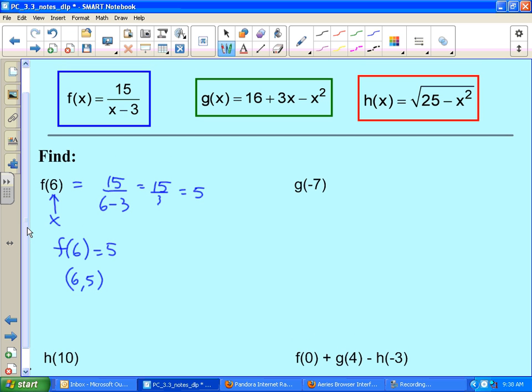All right. What value of x could you not use for this blue one? What would be a no? 3. Why?